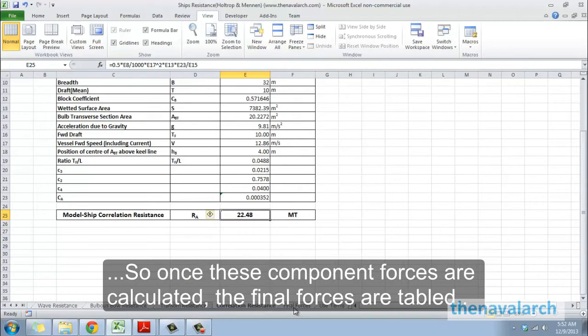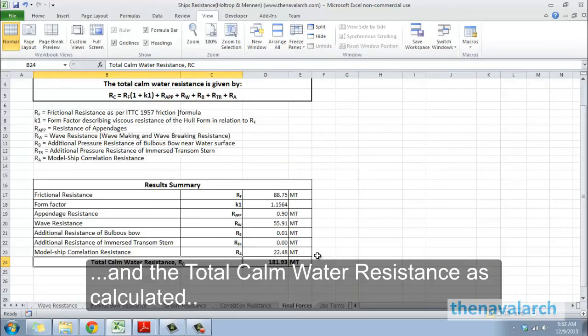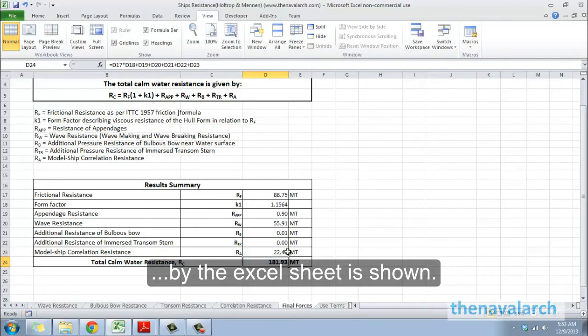Once these component forces are calculated, the final forces are tabled in the final forces Excel sheet, and the total calm water resistance as calculated by the Excel sheet is shown.